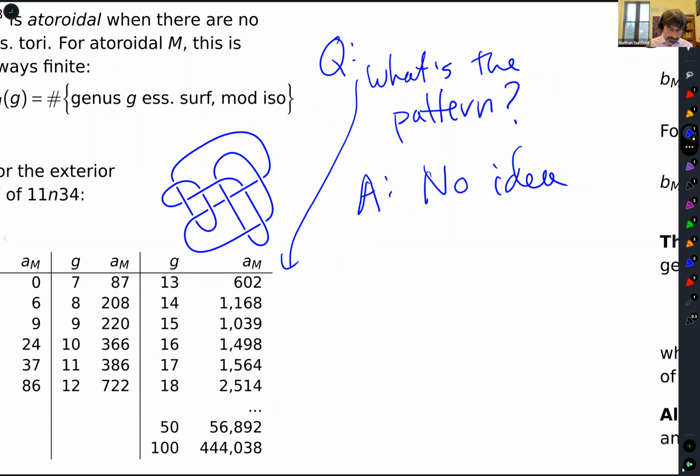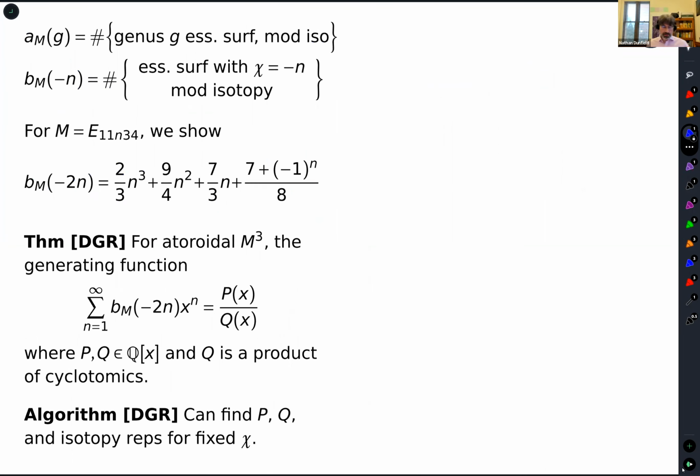So let's count a slightly larger collection of surfaces. For the thing I was just talking about, we're counting surfaces of a fixed genus, so that's particular connected surfaces. But instead, we could allow ourselves to count surfaces that might have multiple components. So this function Bm of minus n counts essential surfaces whose Euler characteristic is minus n, again, modulo isotopy.